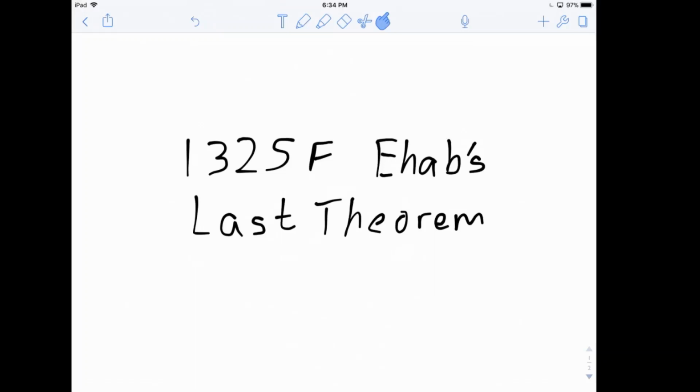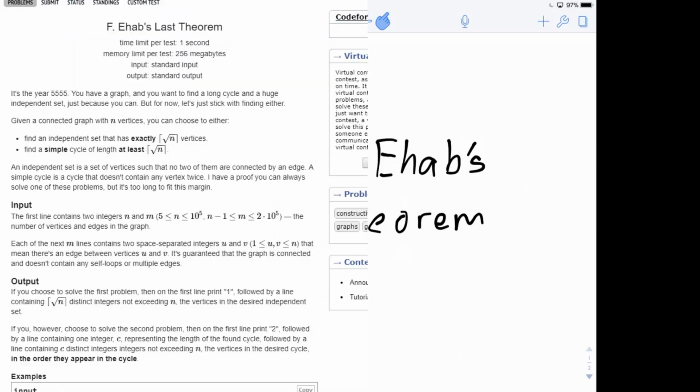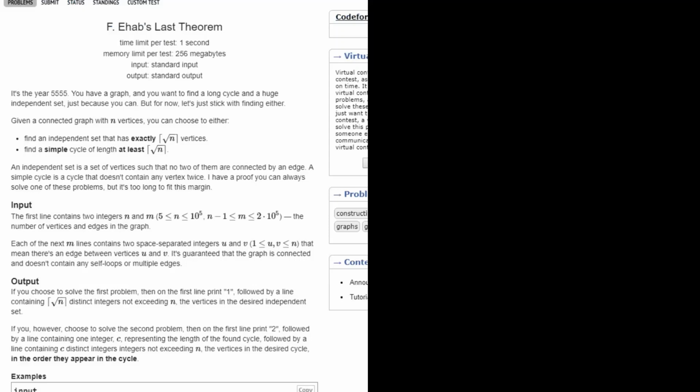Let's consider the problem 1325F, Ehab's last theorem. In this problem, we're given a graph with n nodes, m edges, n is up to 10 to the power 5, and we have to find either an independent set that has exactly ceiling of square root of n vertices, or a simple cycle of at least ceiling of square root of n vertices. I'm just going to refer to ceiling of square root of n as square root of n from now on, because it's easier to say and has pretty much the same meaning.